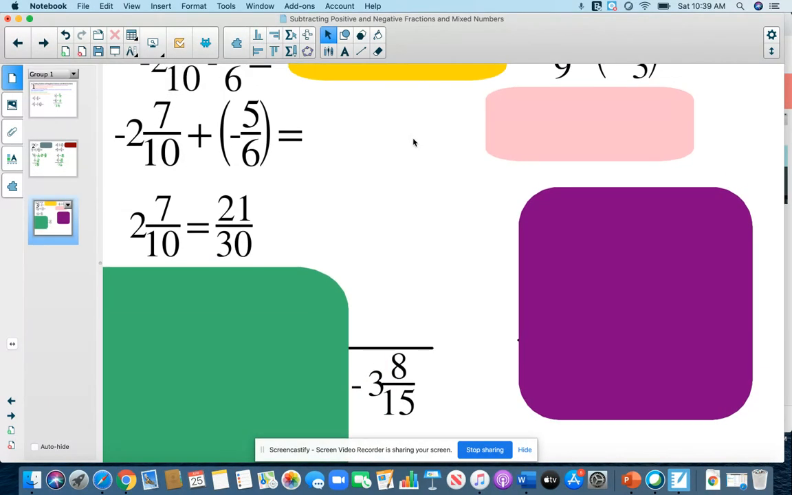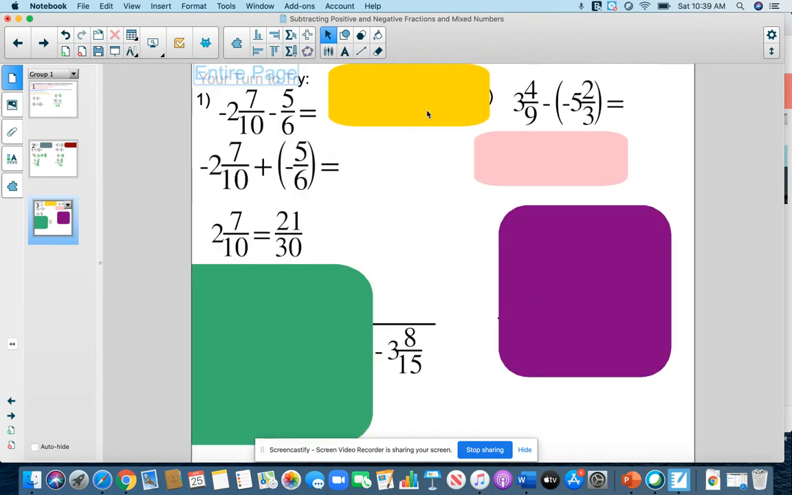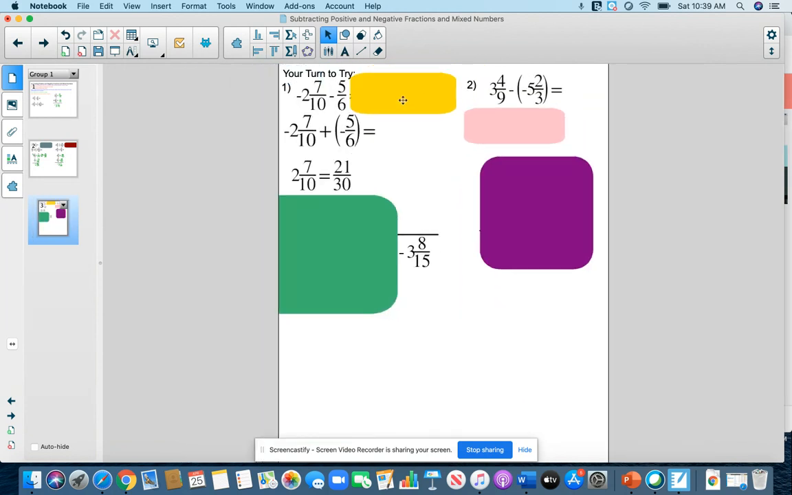And number 2 would be, you guys might want to go ahead and pause the video first. Number 2 is 3 and 4/9 minus negative 5 and 2/3. So go ahead and pause the video so you can try this problem, and then we will go over the answer.